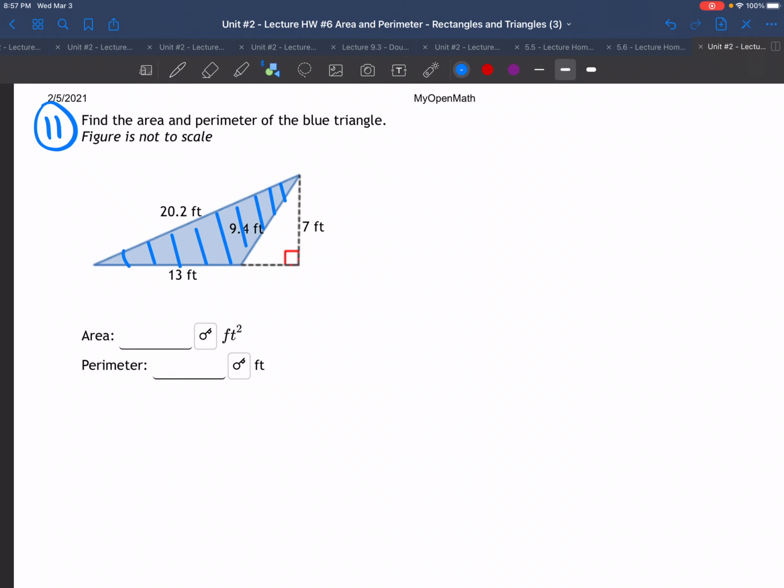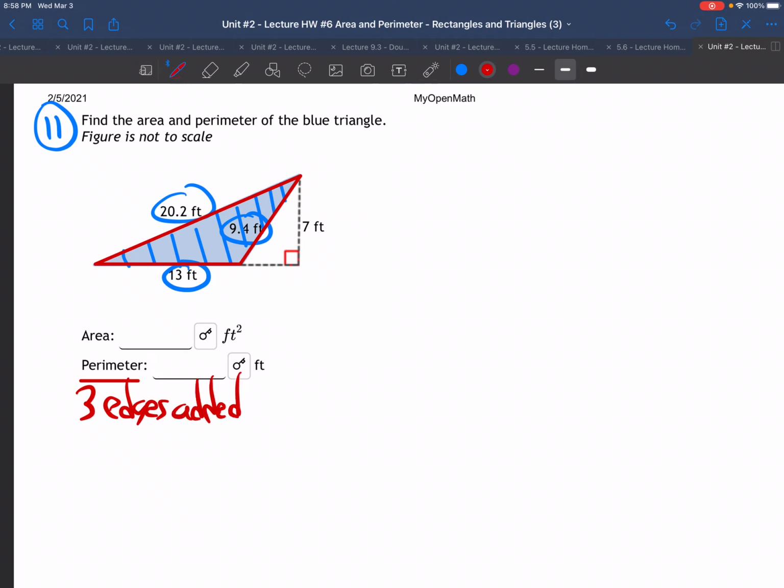First off, let's start with the perimeter because that'll be pretty easy. Perimeter is just the three sides, right? So this bottom, top, and the right side. Those are the three edges. Just to be super clear, let me go around the edge and fill it in like this. Boom, boom, and boom. So the perimeter is going to be the three edges added, because perimeter means all the way around the outside.